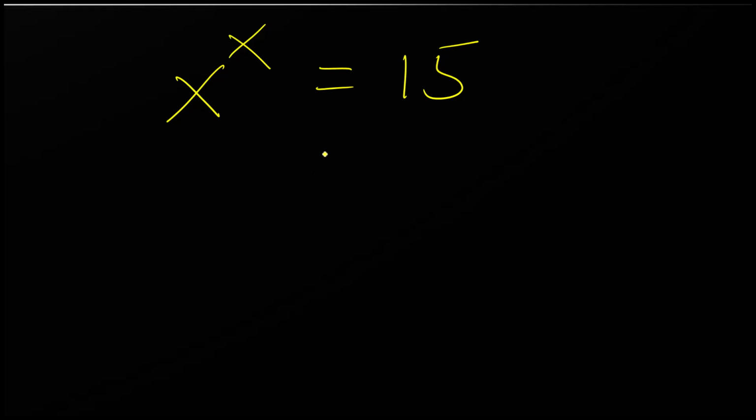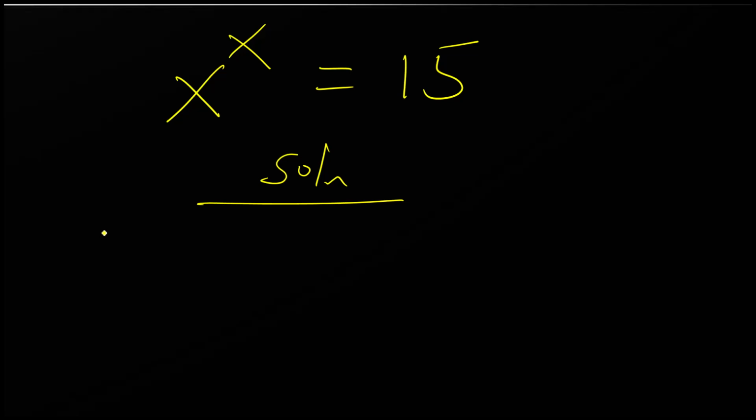Now let's solve for x here. We are given x to the power x equals 15. Anytime you are given a power like this, you have to bring the power down, because there is no way you can express the right hand side. So what we are going to do here is to take log on both sides.